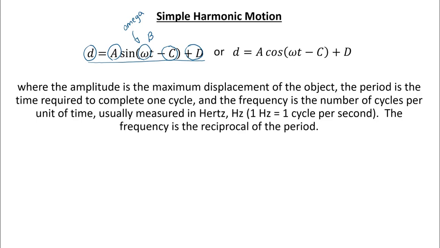So in these situations, our amplitude will be the maximum displacement of the object. The period will be the time that's required to complete one cycle. And the frequency will just be the number of cycles per unit of time. Now, this is something that's pretty new. Now, we're going to measure frequency in hertz. That's Hertz, and the abbreviation for that is Hz. And when we measure frequency in hertz, 1 hertz is equal to 1 cycle per second. And that's important to remember. It's 1 cycle per second.